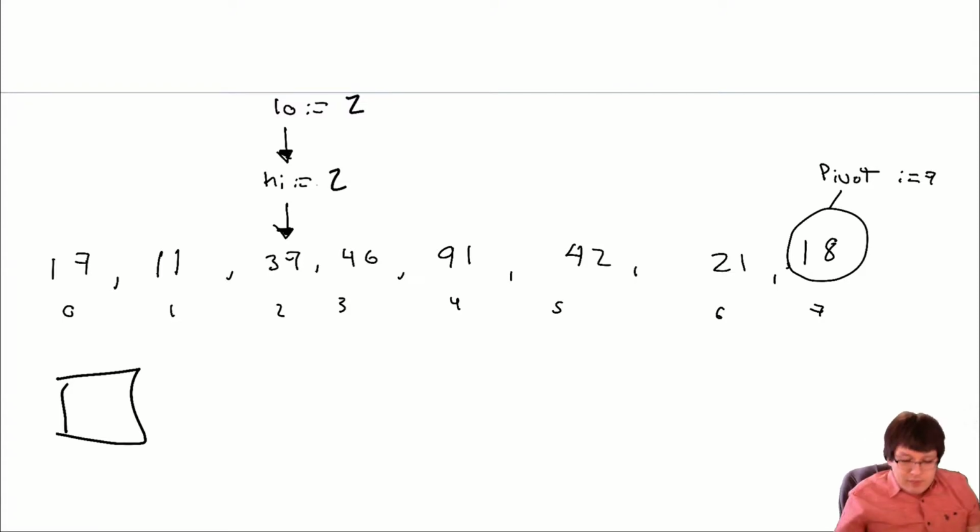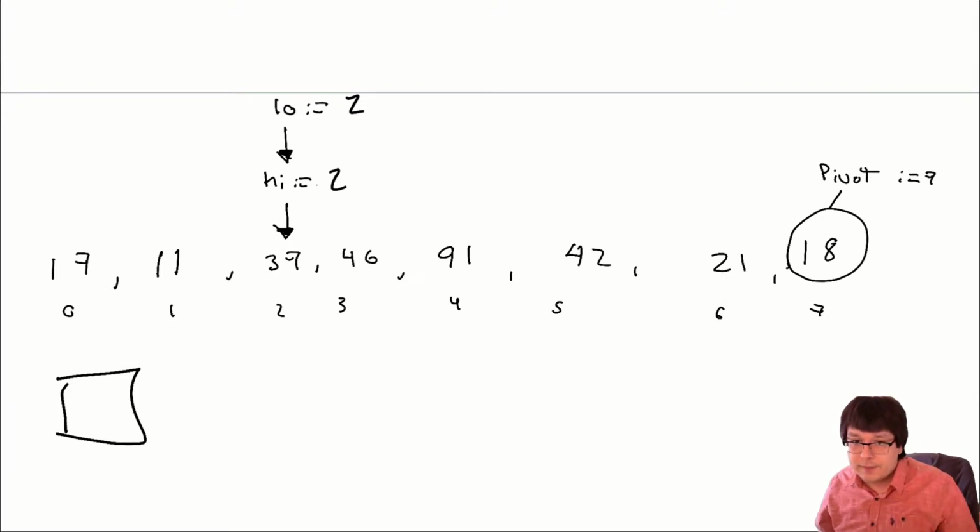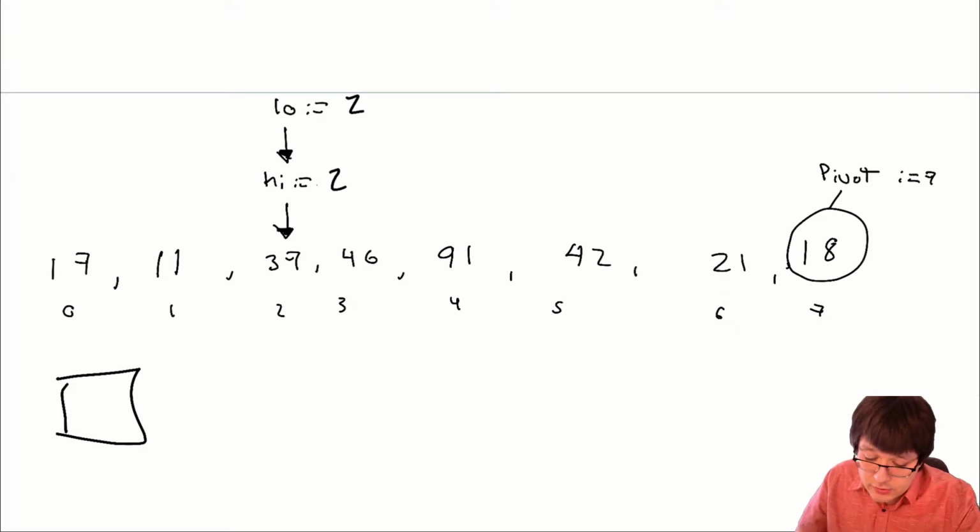Okay, the safest thing to do is just to do an extra check and say, is low or high, which are both pointing to the same thing, is that number smaller than the pivot or greater than the pivot? If the number is smaller than the pivot, then go ahead and put the pivot at low plus 1, so at index 3. That way you don't mess it up. If the number is higher than the pivot, then you swap it with that number. In this case, 37 is higher than the pivot, so we are indeed going to go ahead and swap it.